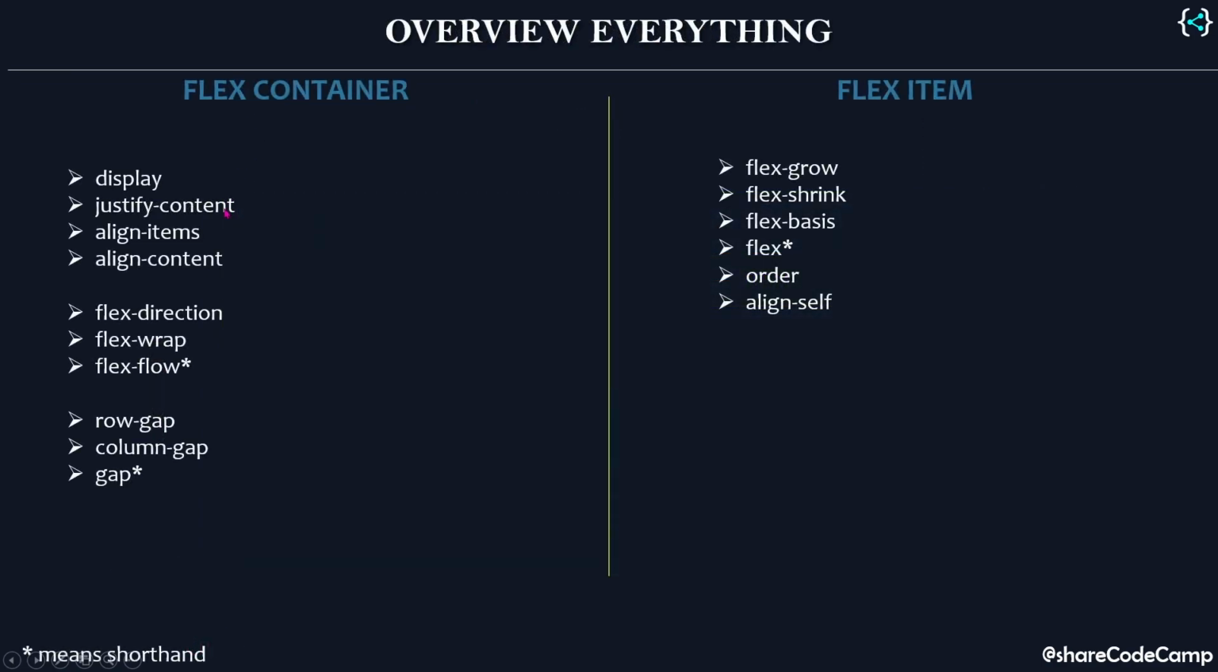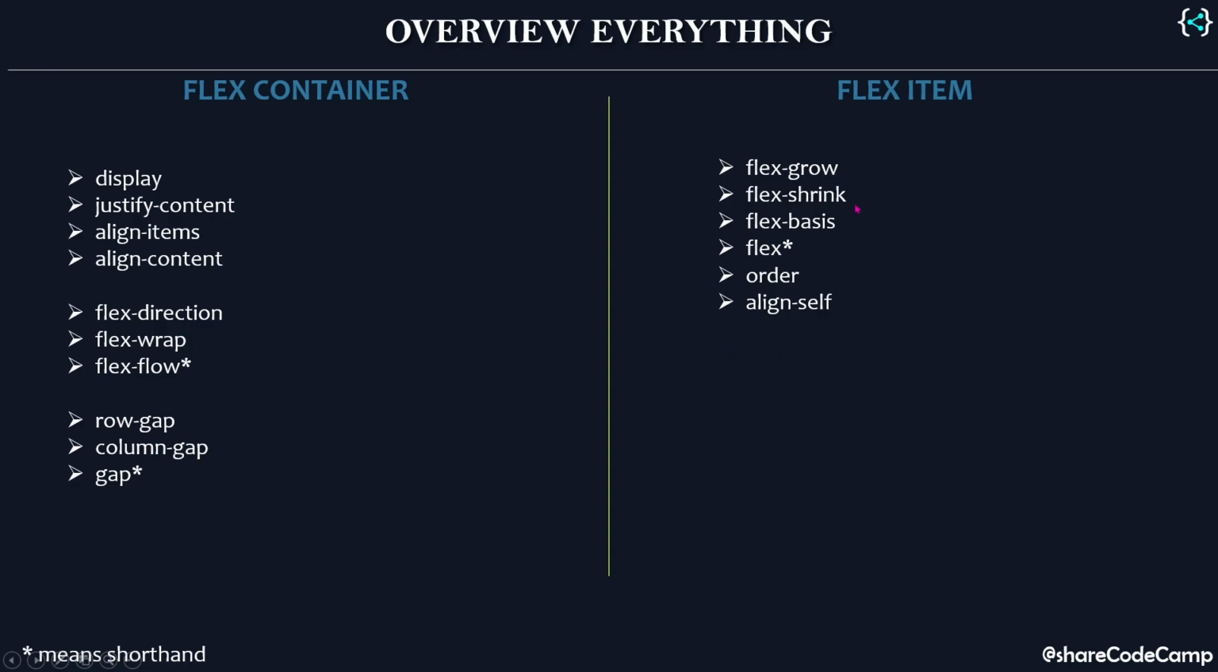These are the properties that you can apply on the flex container, like display, justify content, align items, align content, and all of these things. And these things are just shorthand. It means you can do gap, let's say 10 pixels and 10 pixels, and I believe it was row and column. And this one is shorthand for these two, which means flex direction and then flex wrap.